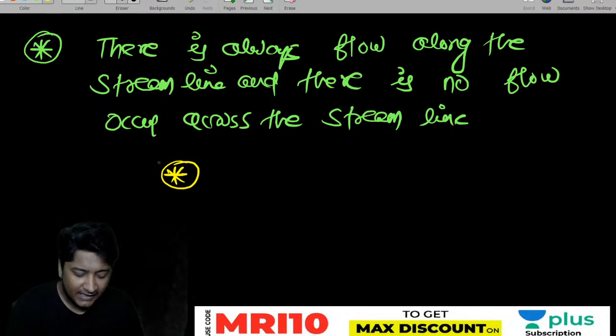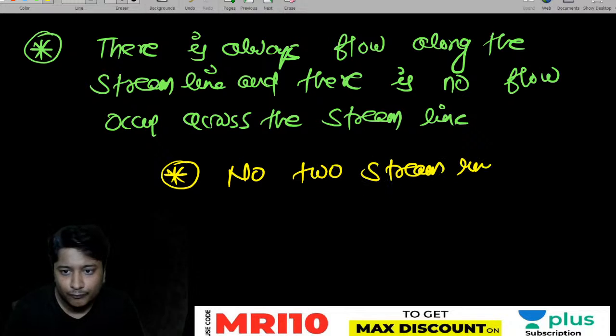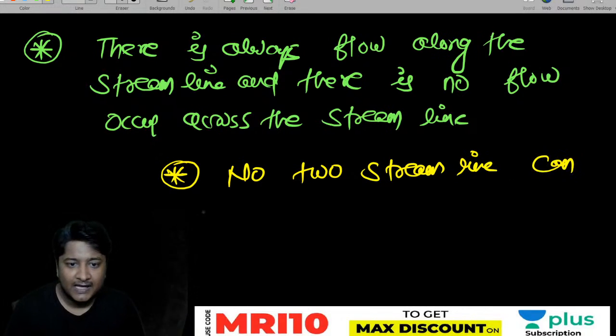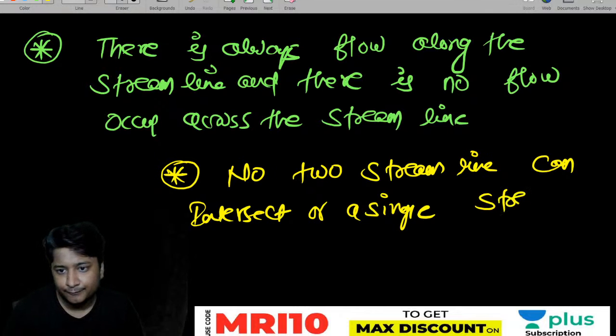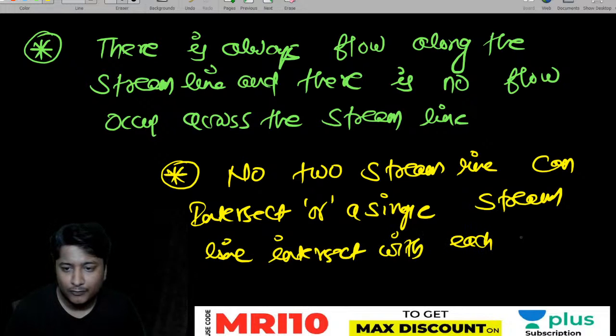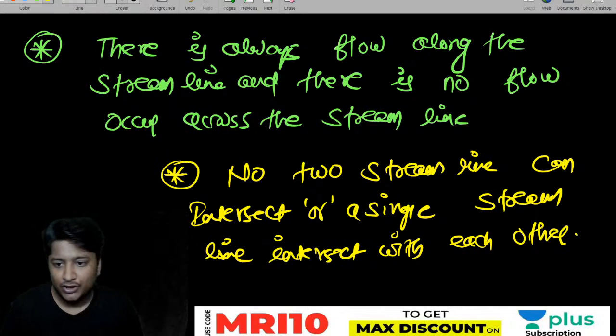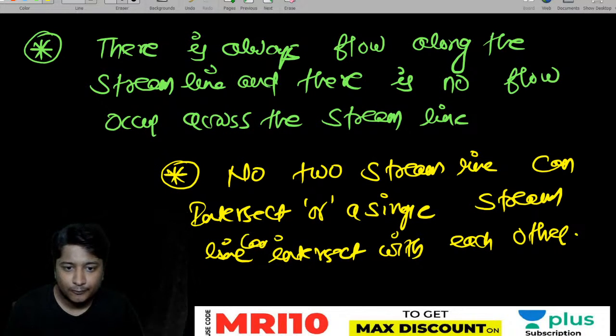Next point. No two streamlines can intersect with each other.